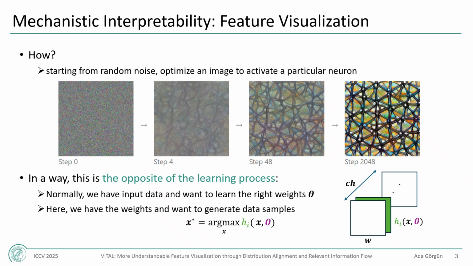Classic feature visualization starts from noise and optimizes the input image to maximize the target neuron. It inverts the usual training perspective. Normally, we learn weights given data. Here the weights are fixed and we learn the data itself. Formally, we search for an image X star that maximizes the activation H for neuron I.